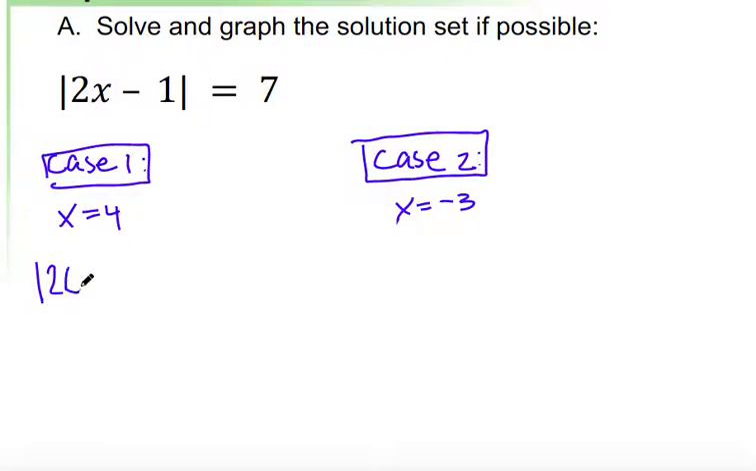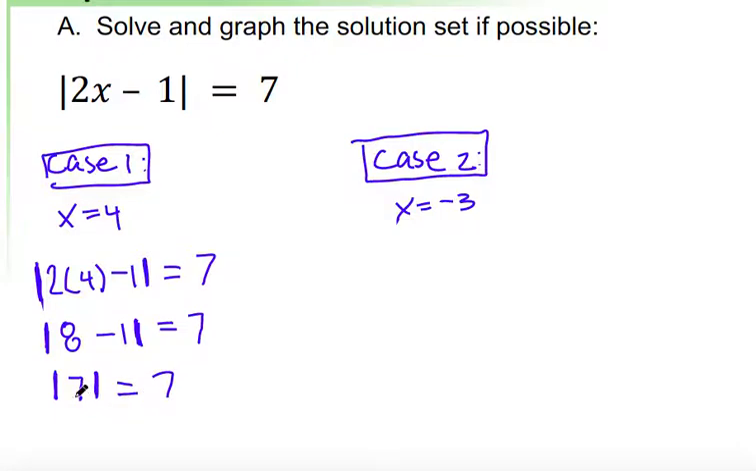Let's see, the absolute value of 2 times 4 minus 1. Does that in fact equal 7? Let's work inside the absolute value bars. 2 times 4 is 8. 8 minus 1 inside the absolute value bars is 7. So is the absolute value of 7 equal to 7? Yes, it is. The absolute value of 7 ends up being 7, and 7 does in fact equal 7.